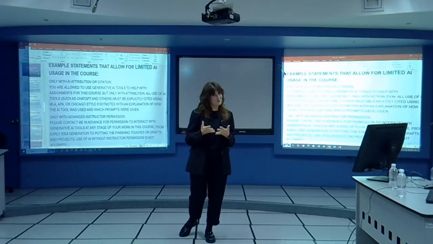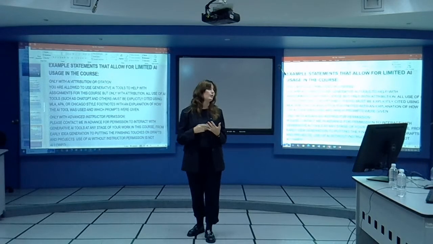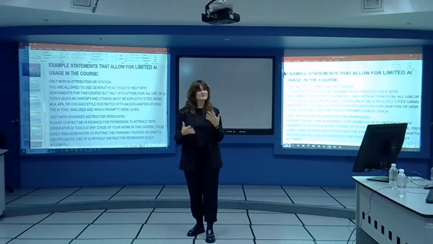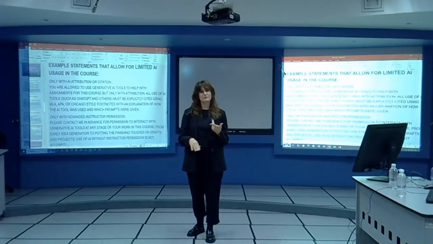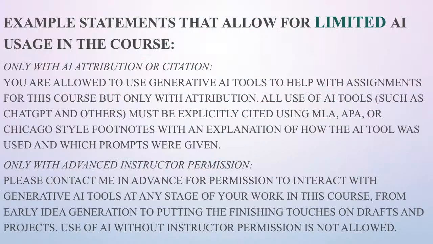And here are a couple more examples from Georgia State University that we give to teachers that they can choose from. One is only with AI attribution or citation. So that's pretty clear. They either need to have an APA, an MLA, or Chicago style footnotes to make sure that they're citing properly AI usage. And then only with advanced instructor permission. So you have to contact your teacher in advance and talk through how you're planning on using AI.